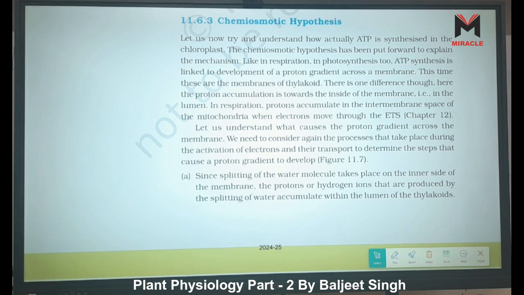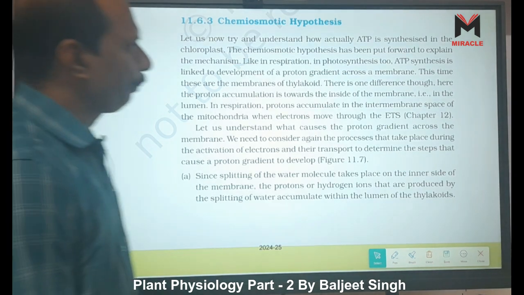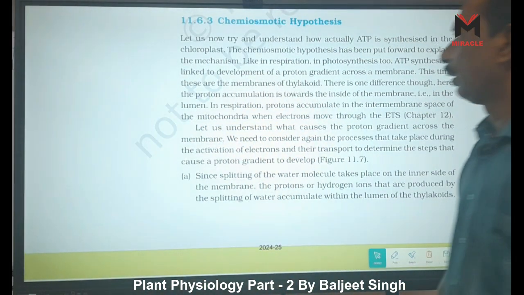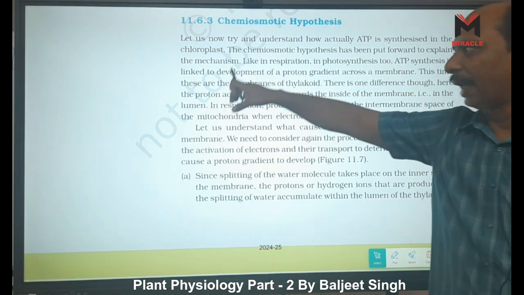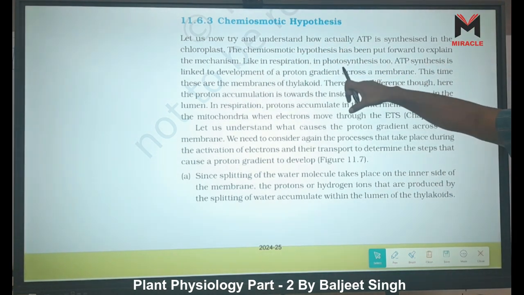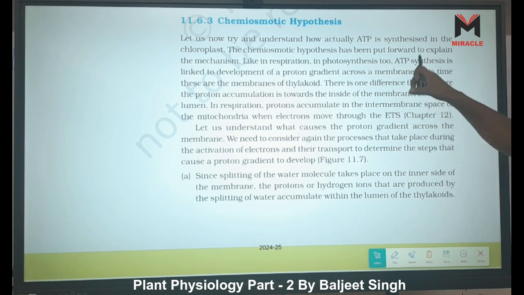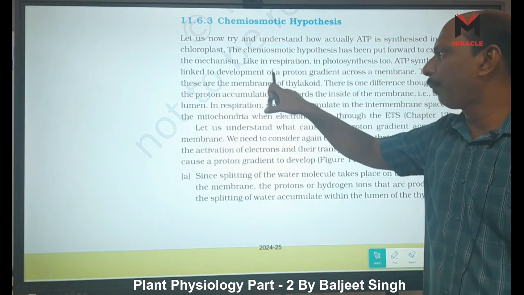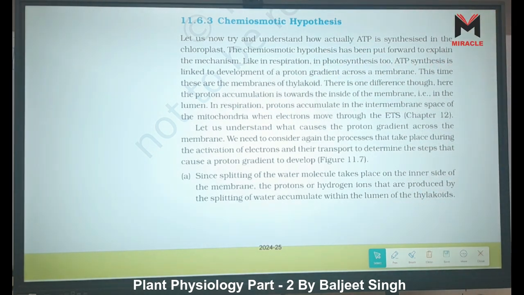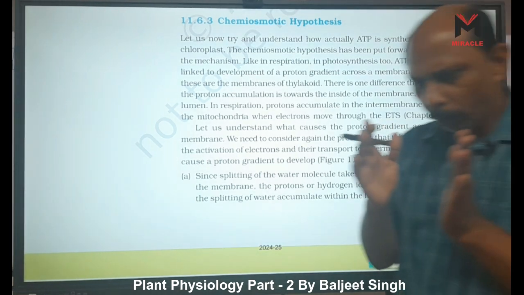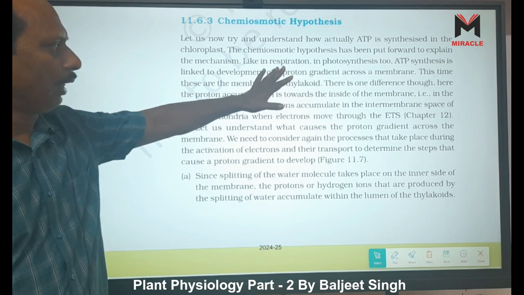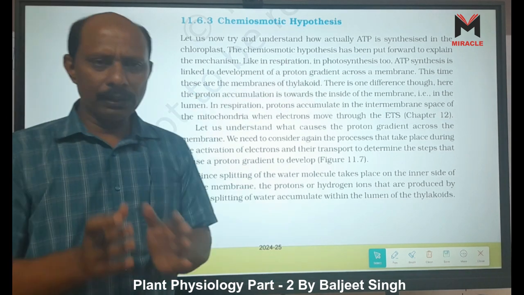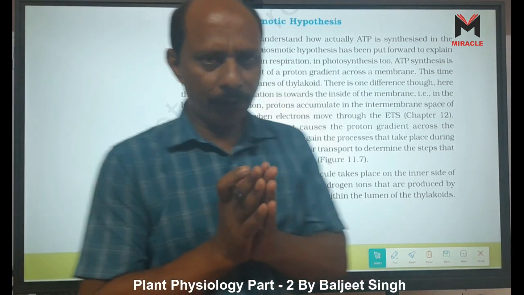Now the next point, chemiosmotic hypothesis. Let us now try to understand how ATP is actually synthesized in the chloroplast. The chemiosmotic hypothesis has been put forward to explain the mechanism. Like respiration, in photosynthesis too, ATP synthesis is linked to development of a proton gradient across the membrane, but in just the opposite form. Because in photosynthesis, the proton gradient forms in grana, that is thylakoids.